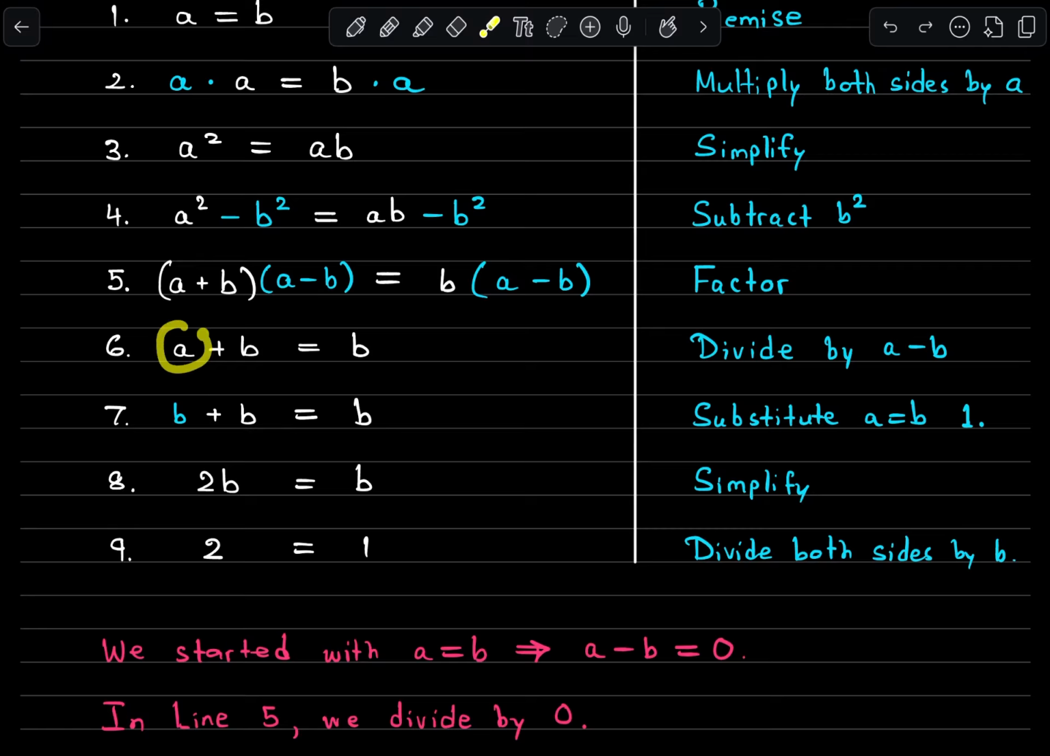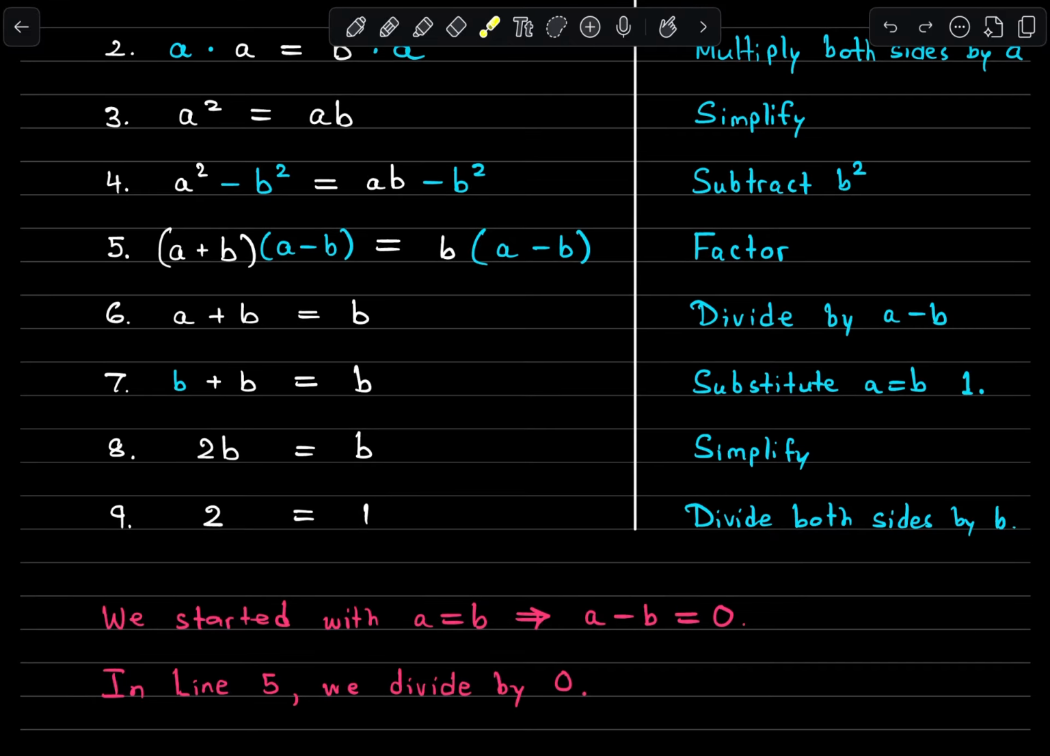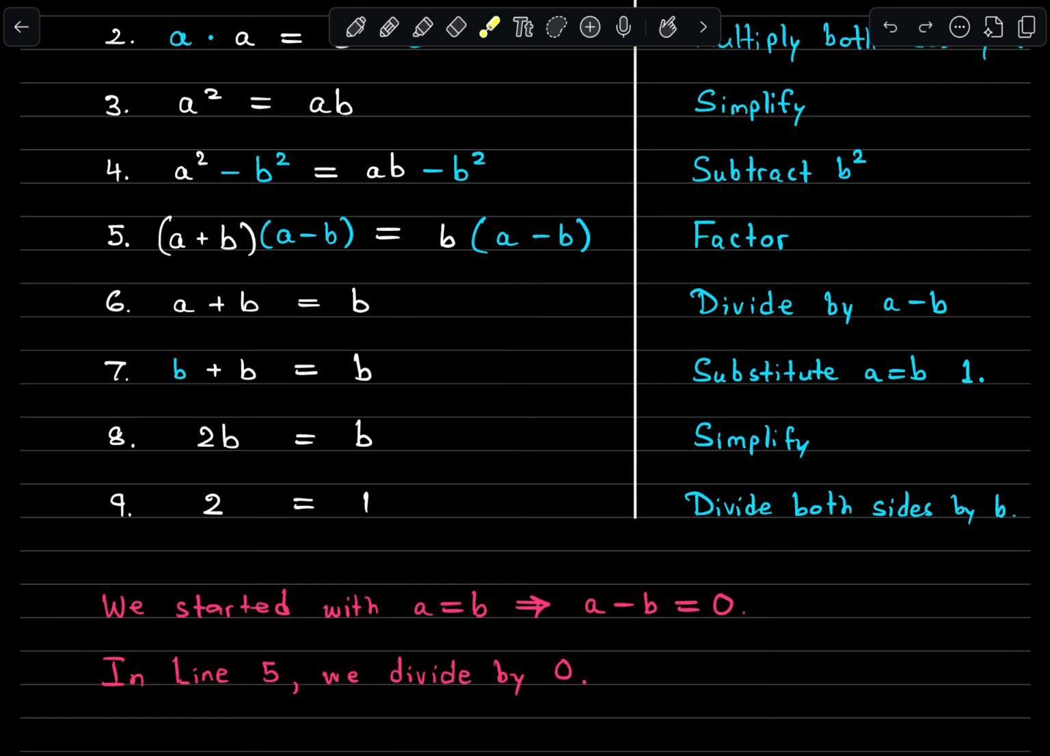Now, you might say, well, this sort of thing might hold if a and b were both 0, right? 0 is equal to itself. But in that case, we still can't divide by a minus b because we're still dividing by 0. And if it were 0, then we would have made the same exact error in line 8. So we should not have been dividing at all, and that is, in fact, what led to this mistake.